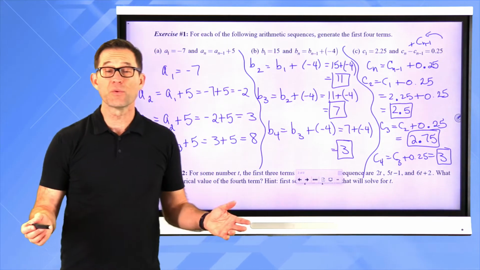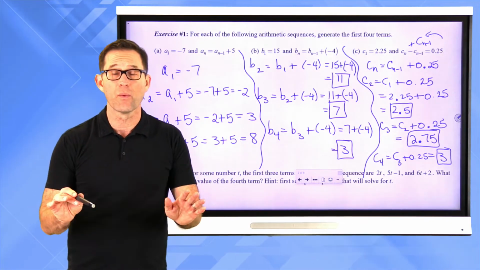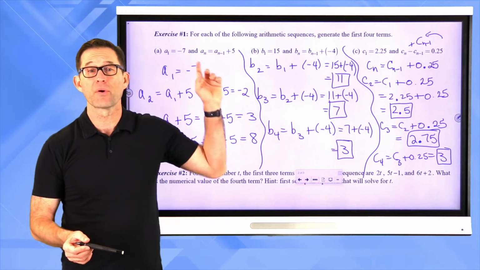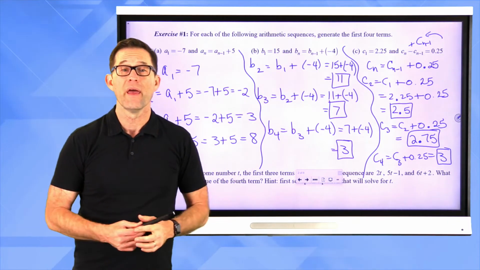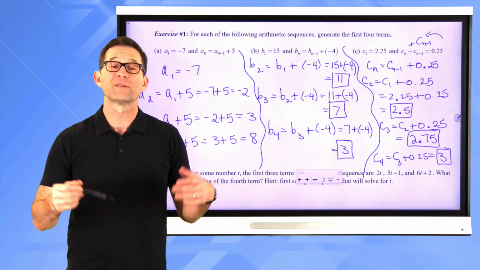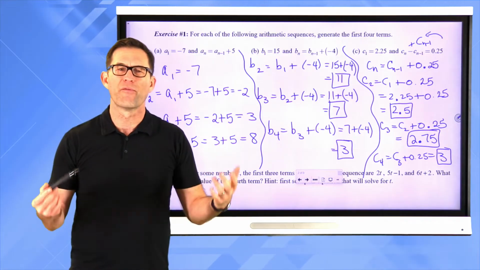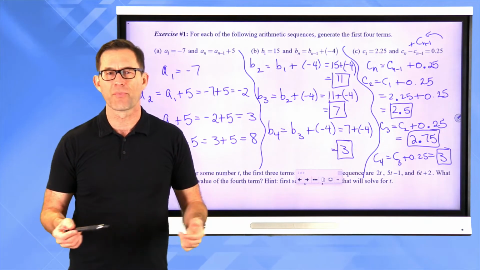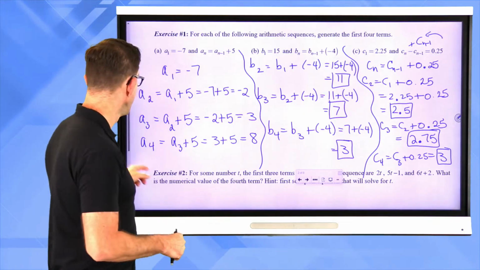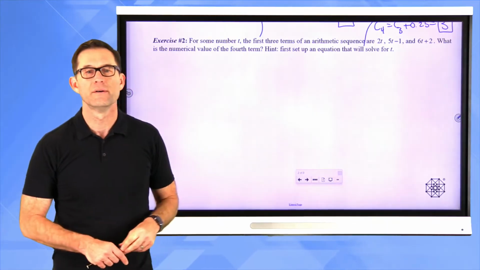All right, so it's really simple. Arithmetic sequences are the simplest sequence out there, right? We take a particular number, a starting number, right? A1, B1, C1, and then we either add the same number each time to get to the next term or subtract the same number each time to get to the next term. We always sort of phrase it as being an addition problem, but if we add a negative, we're really in effect subtracting. All right, let's take a look at exercise number 2.